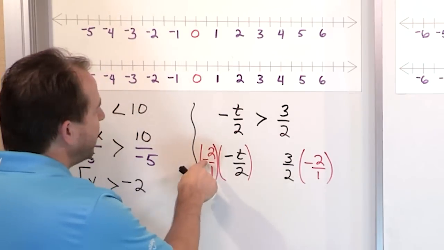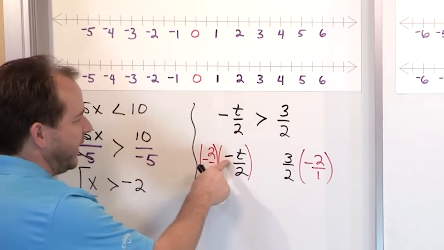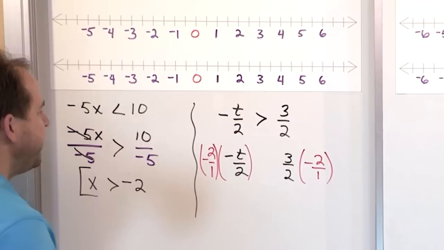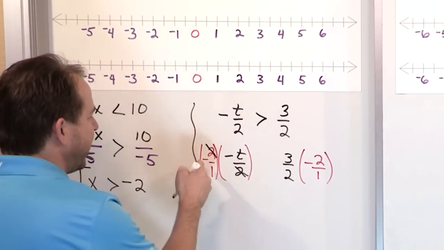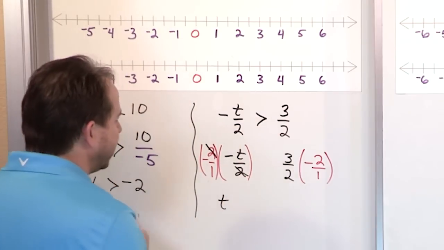Why are we multiplying by negative 2 over 1? Well, first of all, we're multiplying by a negative so we can kill the negative sign. We don't want any negative signs on the left. And 2 over 1 will cancel with the 2. So the only thing you'll have left when the negatives cancel is a t on the left-hand side.